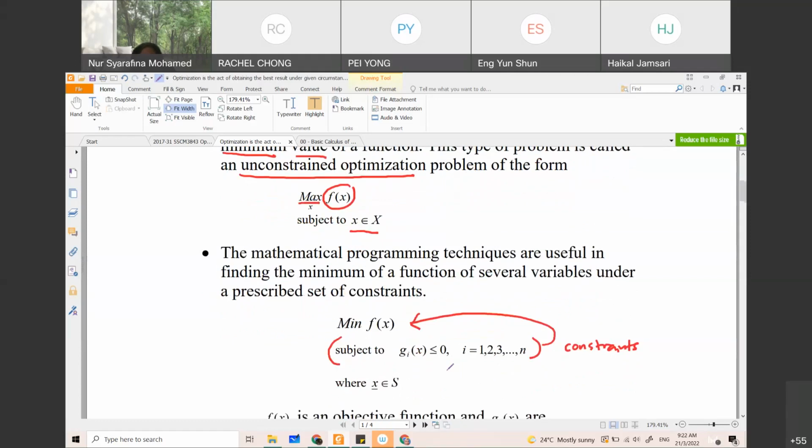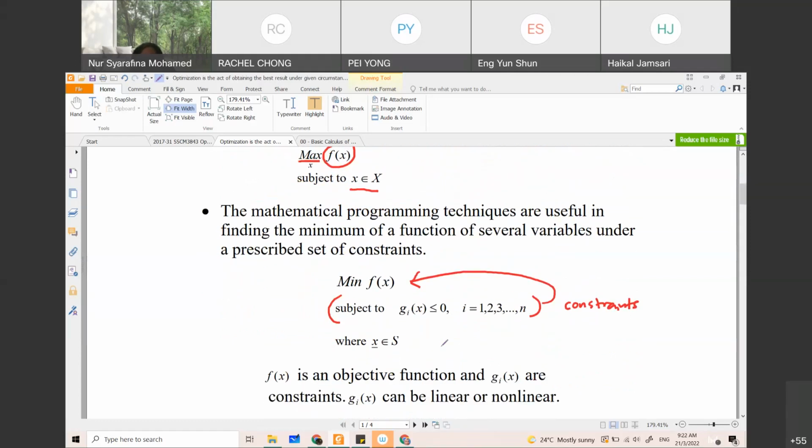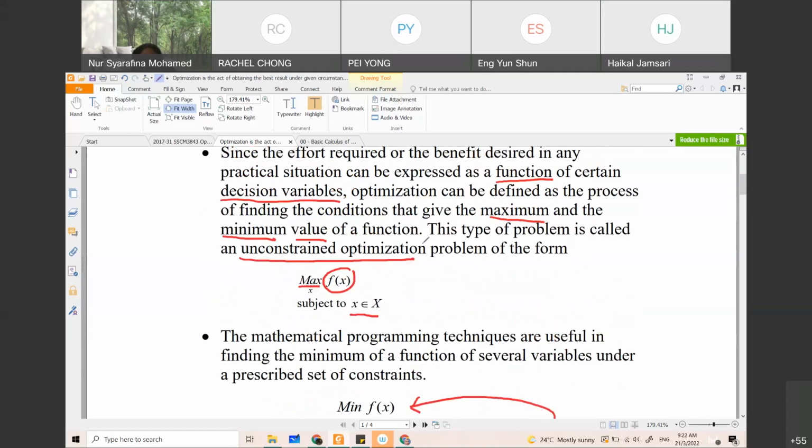Okay. So now f(x) here is an objective function, g_i(x) here is the constraint, and the g function can either be linear or nonlinear. So the difference is here. We just have constraints for constrained optimization. We have no constraints for unconstrained optimization. But the idea is always the same. We want to find the maximum and minimum value of a function. Okay.